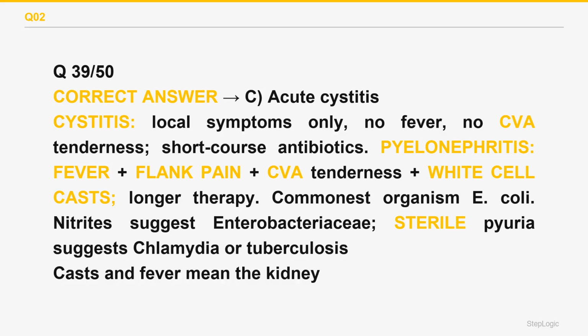Choice B is the important alternative when the urine culture is negative. Chlamydial urethritis produces dysuria with sterile pyuria, white cells without bacterial growth and typically without nitrites, and is treated quite differently, with attention to partners. Sterile pyuria has a small differential worth carrying, including chlamydia, tuberculosis, and interstitial nephritis. Choice D is a chronic pain syndrome without infection, and choice E would present with colicky flank pain radiating to the groin. If you see dysuria without fever or flank tenderness, think cystitis and reserve casts for the kidney.